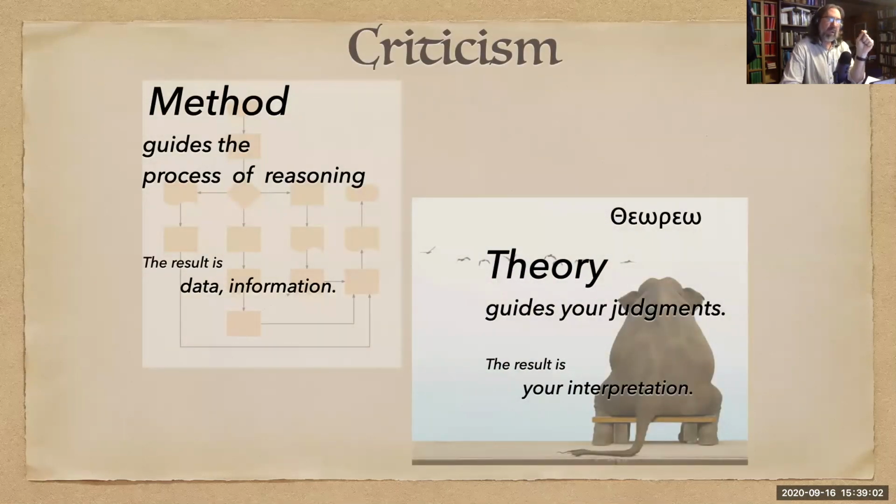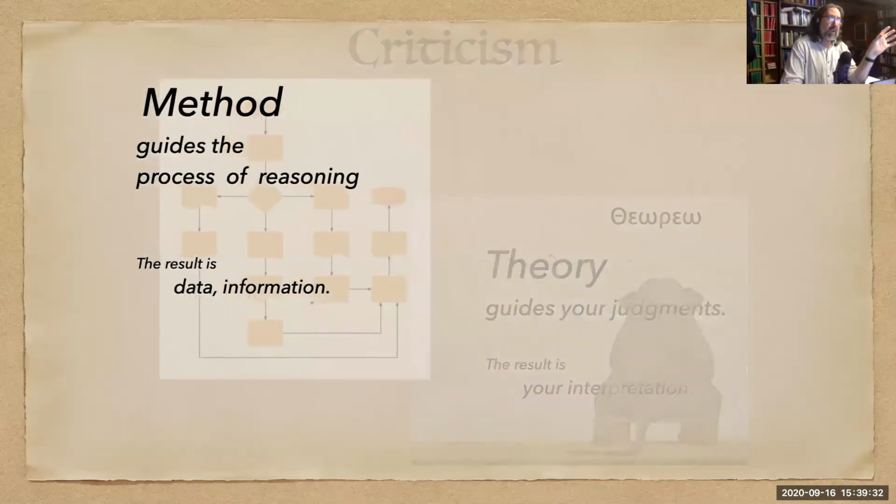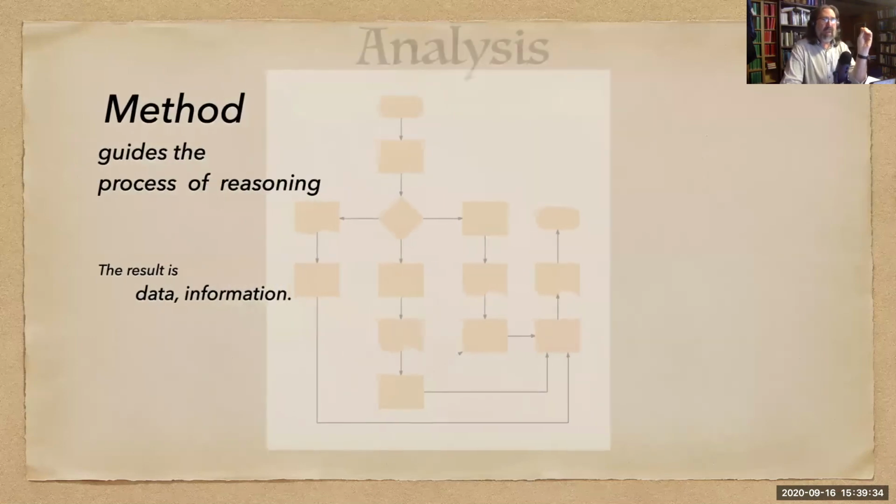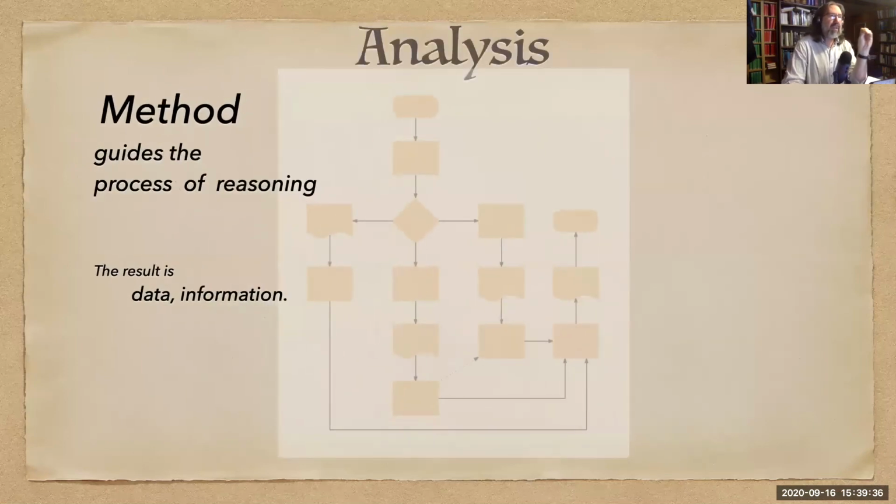Look familiar? When we do criticism, we said, method is a process that guides the reasoning about my artifact, and it gives me data, it gives me information. Now, in the end, theory is going to guide my judgments, those evaluations that I'm going to make later, those reasonable conclusions I'm going to draw. That's going to be guided by theory, but we're not there yet. We'll talk about theory later, guiding our interpretation. Right now, we're looking at method, okay? And we're talking about how method guides the process of reasoning.